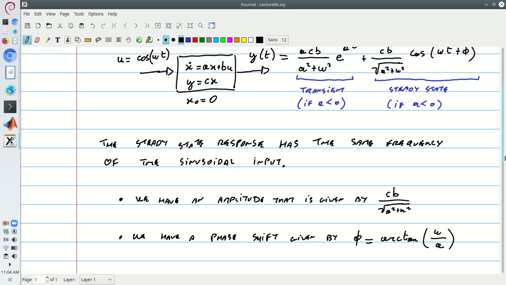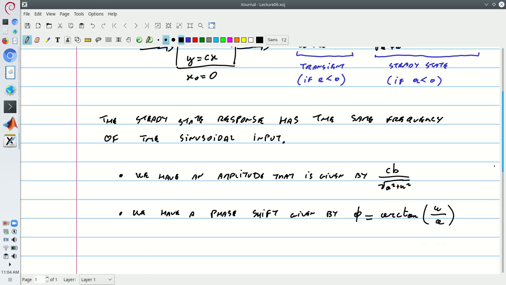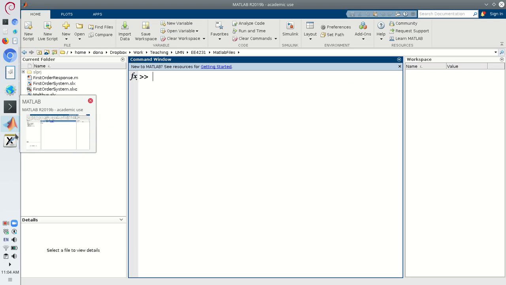What we are going to see now, let me just quickly save this. What we are going to see is we're going to verify that this expression is correct, and we are also going to draw the Bode plot of this first order system. So in order to verify this, we are going to use MATLAB. So we go here in MATLAB that I have already opened, and the first thing that I want to do is to check we are already in the directory where I keep all the MATLAB files of this course.